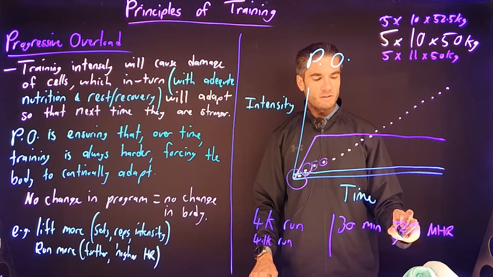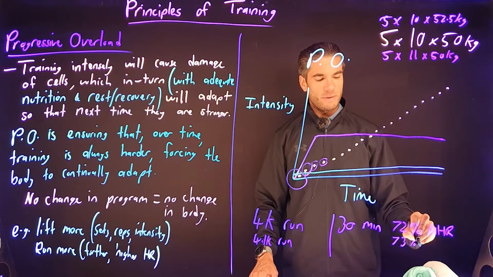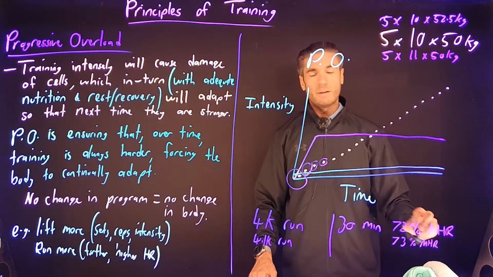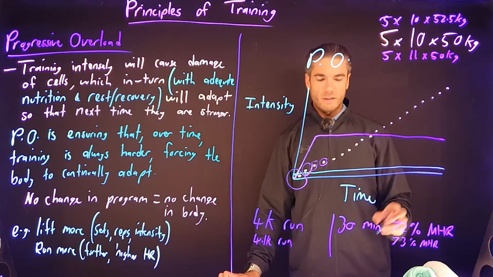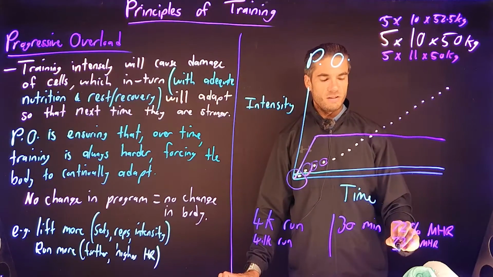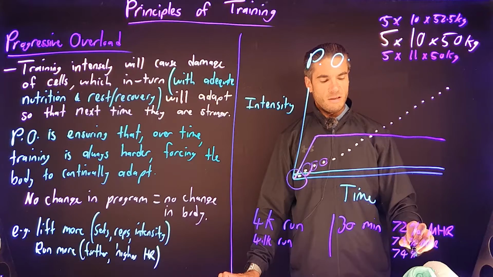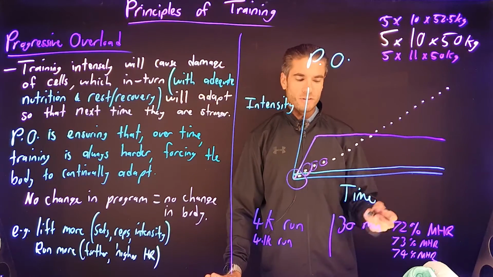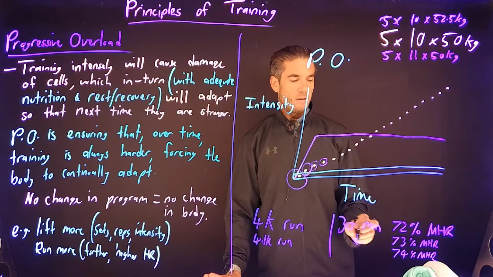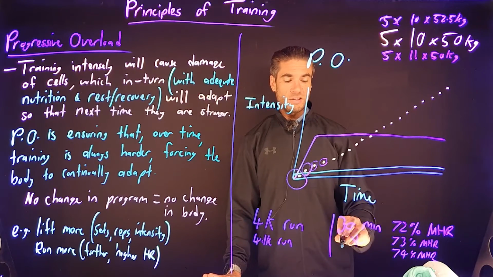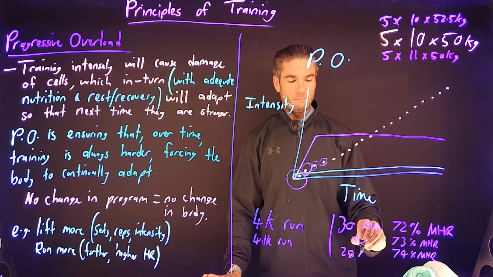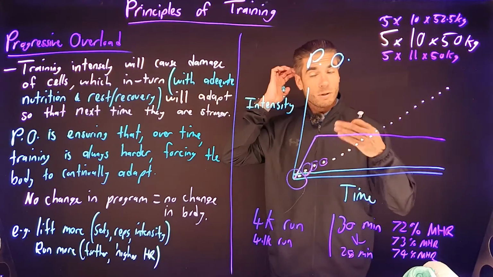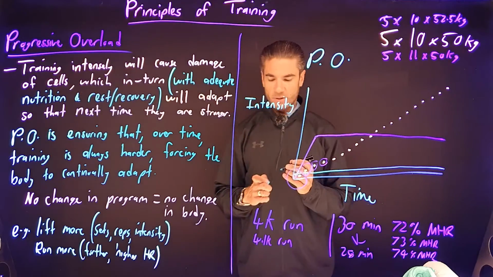So next time, I'm going to try and sit at about 73% of my maximum heart rate. And I might do that for 2 or 3 sessions, and then I might go for my run for 30 minutes again and try and sit at 74%. And because I'm actually pushing myself harder due to my heart rate increasing, this time will start coming down. So my 74% maximum heart rate run now actually only takes me 28 minutes. All right, so we're still applying progressive overload to our aerobic training program.